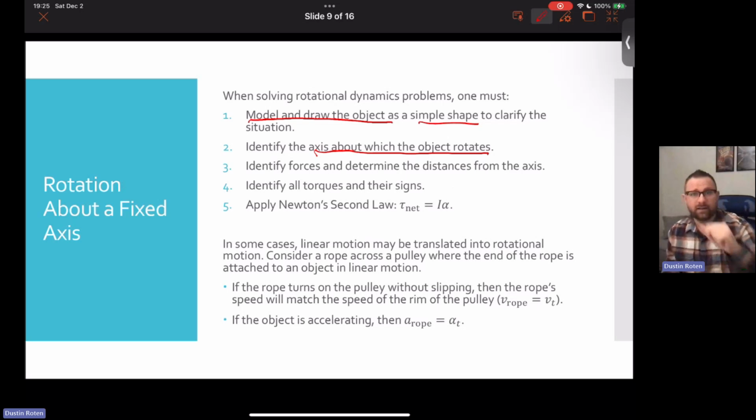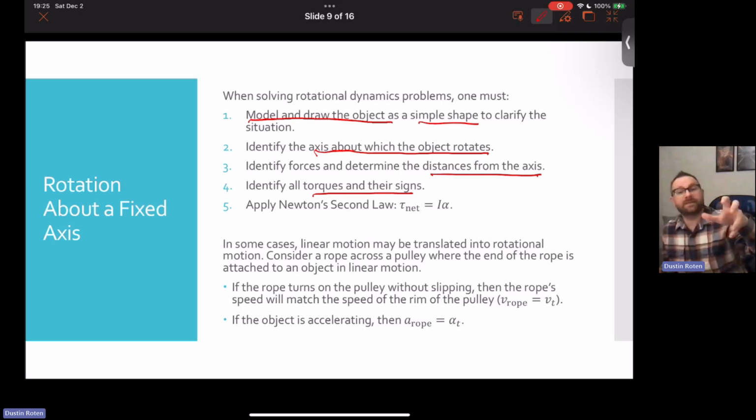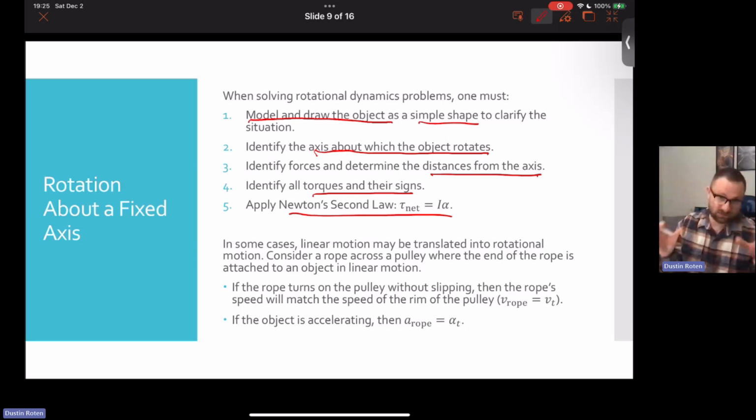You want to identify all the forces that are causing the rotation and their distances from the axis of rotation. Okay, so once you have the forces and their distances, now you can calculate all the individual torques and make sure their signs are correct. Remember, sometimes we have to think about the physics of the situation to get the correct sign in there. And then next, we'll just apply Newton's second law or the torque calculation.